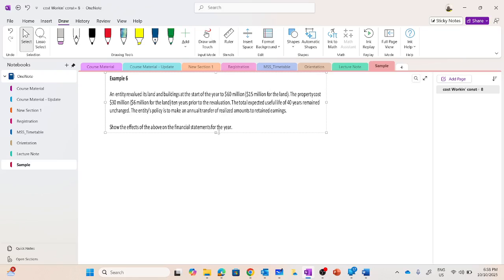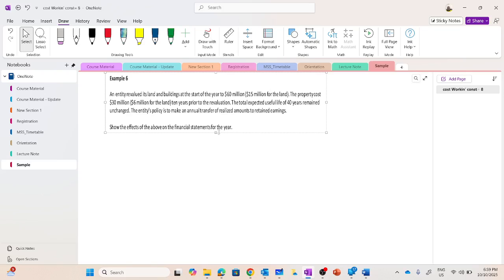And now the current value, the revalued amount, is 60 million, 15 million for the land and the remaining 45 million for the building. The total expected useful life of 40 years remained unchanged. The entity policy is to make an annual transfer of realized amounts to the retained earnings. Show the effect of the above transaction on the financial statements for the year end. So this is the question.